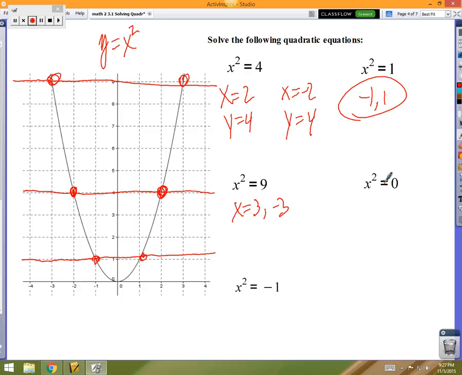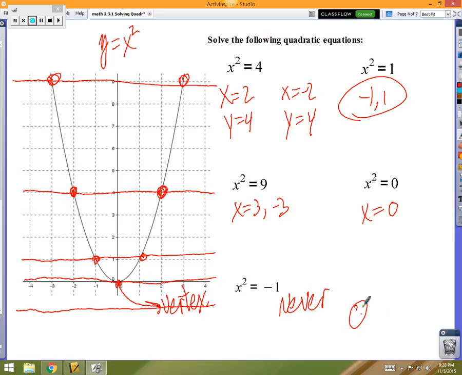Okay, now this one's kind of tricky. When is it going to cross 0? At 0, there's actually only one solution. And this point right here is called the vertex. So that's the point where it turns around and starts taking off the other way. So what you plug in to get a 0 is just a 0. And this question is the best question. When is this graph, this x squared, going to cross at a negative 1? Negative 1 is down here. And the answer is, for now, it's never. Or you could even put no solution.